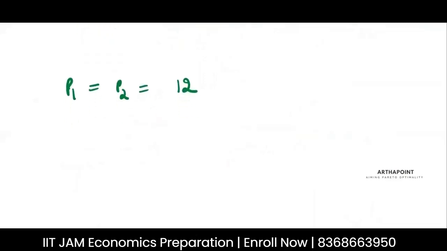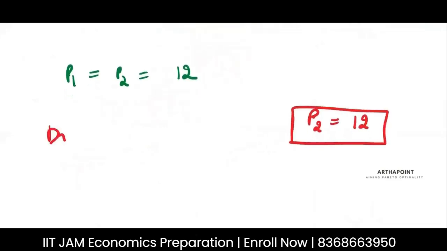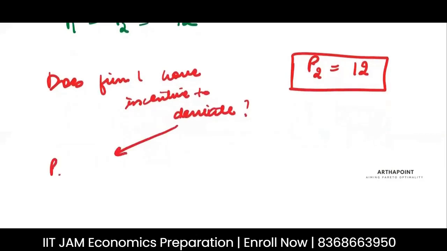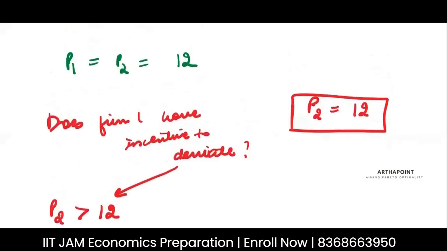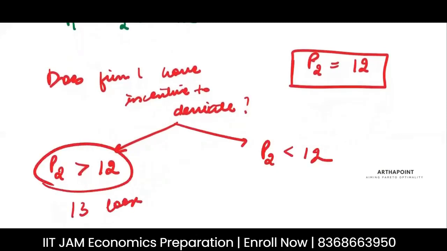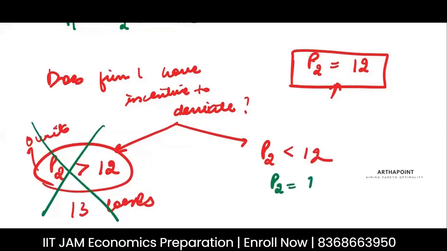So let's consider that P1 is equal to P2 is equal to 12. Now I will ask you the same question. Holding firm 2's strategy constant at 12, that it's charging a price of 12 rupees, does firm 1 have incentive to deviate? Well, if it wants to deviate, it can do two things. Either increase the price above 12 or decrease it below 12. If it goes to 13, it loses the market, because if your price is more than your competitor's, you sell 0 units. It will not deviate here. But if it charges a lower price, it will get the entire market.